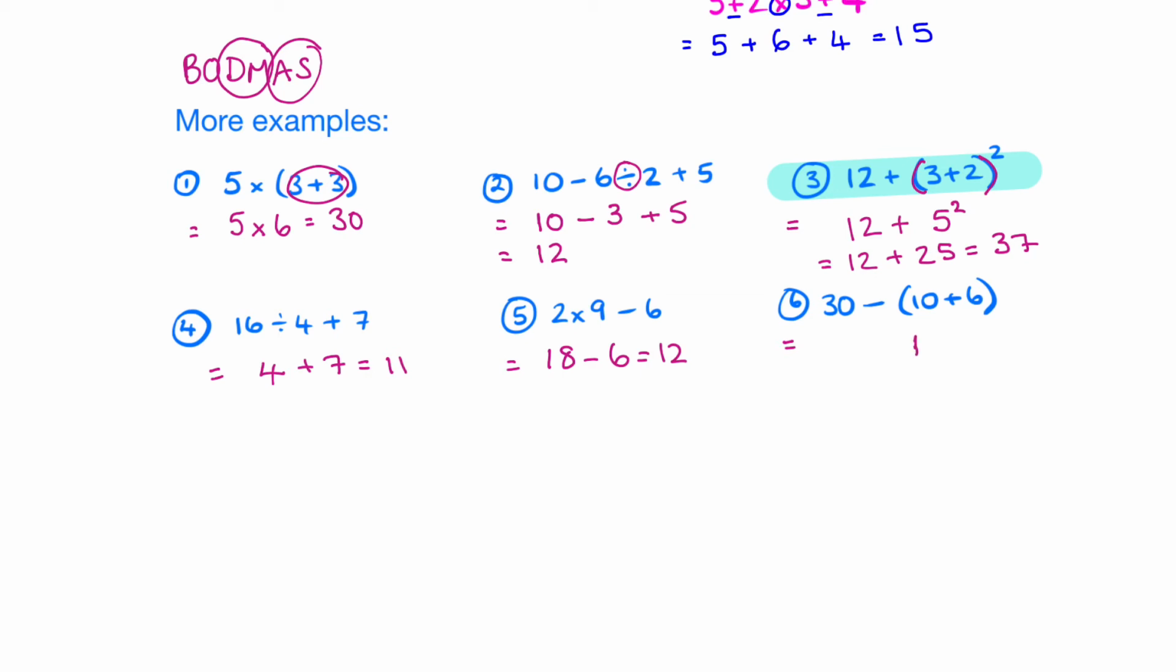So the value of the bracket is 16, because it's 10 add 6. So we've got to do 30 take away 16 is 14. Okay, so we've done a few examples there. The most important thing to remember is that brackets need to be done first, and that dividing and multiplying has to happen before adding and subtracting.